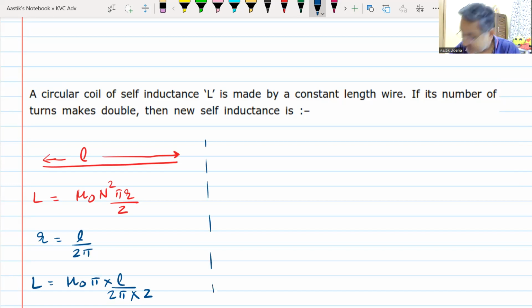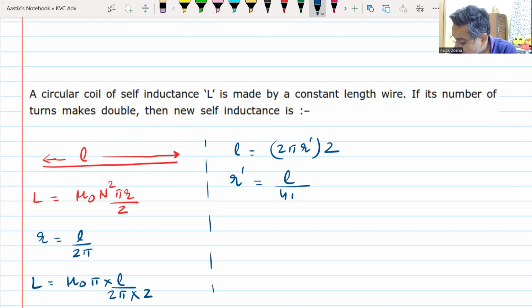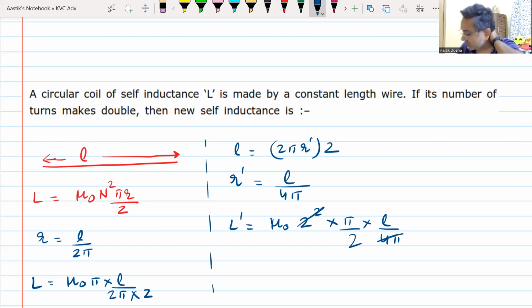Now in the second case, the number of turns is made 2. So now the length of the wire l will be 2 pi into R dash multiplied by 2. So the new radius R dash will be equal to l by 4 pi. Now the new inductance L dash will be mu naught into number of turns has become 2, so it is 2 square multiplied by pi by 2 multiplied by l by 4 pi. 4 and 4 get cancelled.